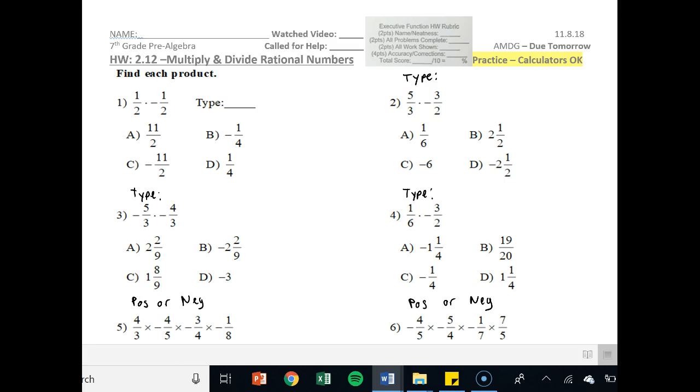Mainly, we're working with fractions here. It's practice. Calculators are okay. Since you watched the video, go ahead and make a check mark there. It's due tomorrow. So, first thing you're always going to want to do is label the type of the problem.